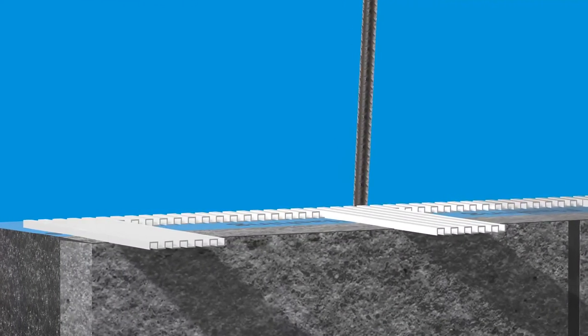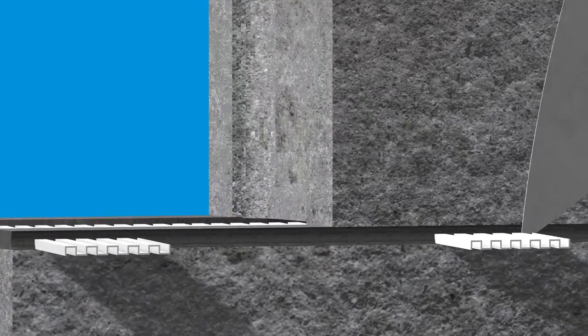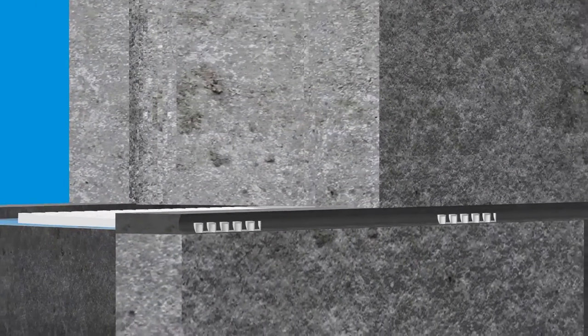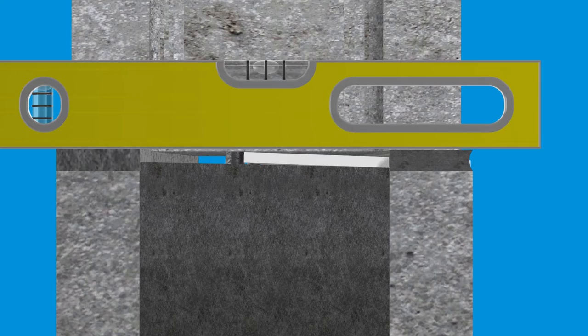Roll out a course of MTI's Cavity Weep on top of the flashing, and put down a bed joint of mortar, and then lay the next course of block. Using a sharp trowel or utility knife, score the Cavity Weep legs and push down to snap them off. Since the slope we created is inside the block core, the next course of block is still plumb and level.